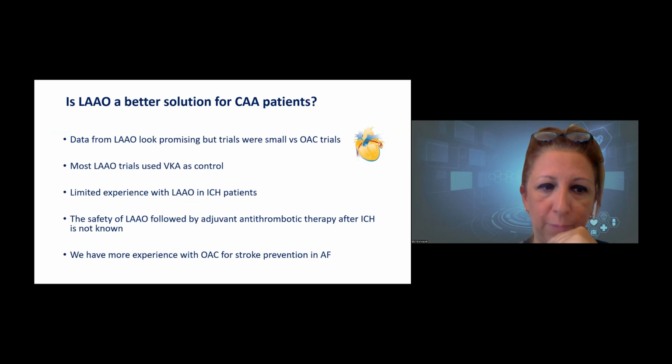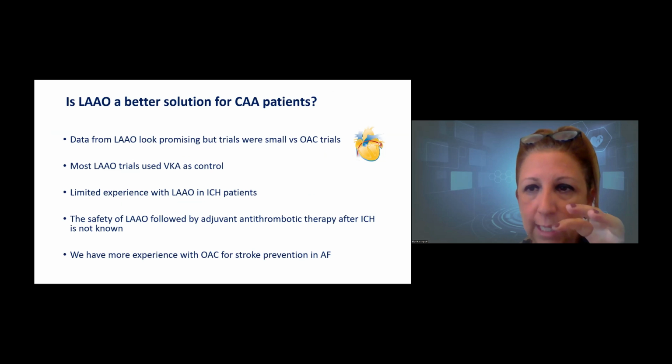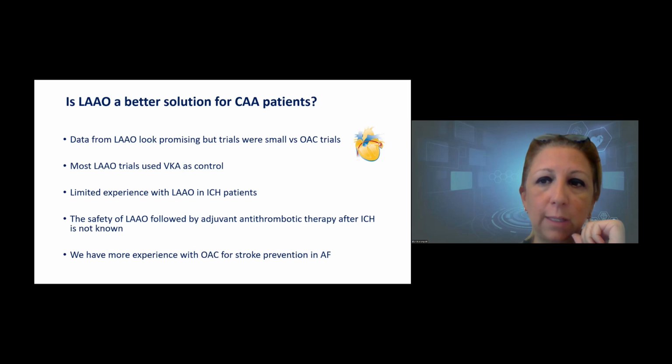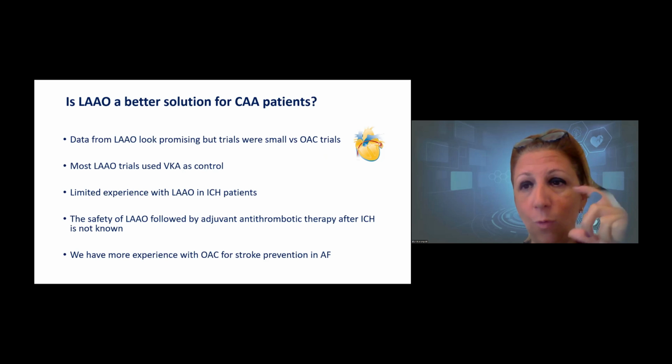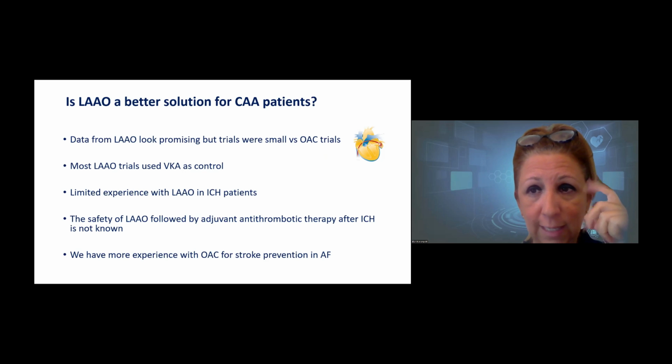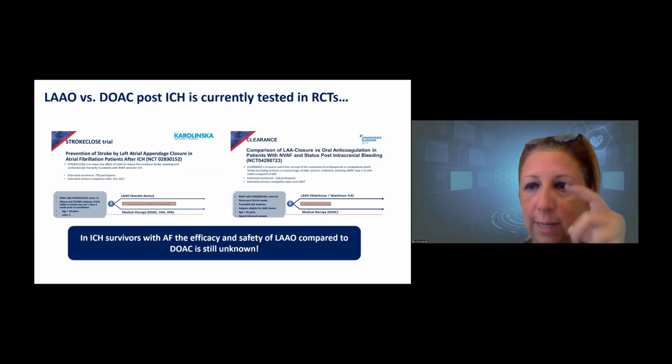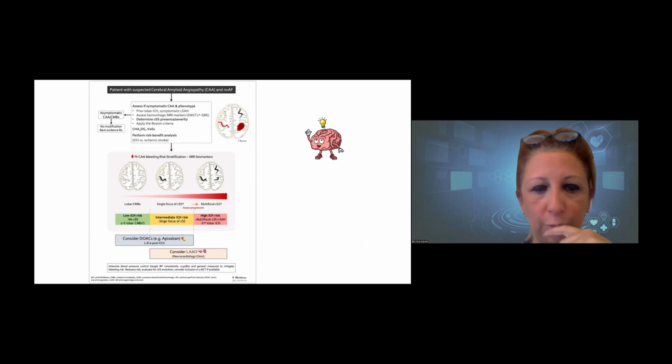Data on left atrial appendage occlusion in ICH specifically are very limited. Also, the safety of left atrial appendage occlusion followed by the dual antiplatelet therapy that is required in the first months after the occlusion is not known for ICH risk, especially for patients with high bleeding risk, such as cerebral amyloid angiopathy patients. However, even in this topic, left atrial appendage occlusion is currently being tested in randomized controlled trials with DOAC, and we will have good evidence in the future.